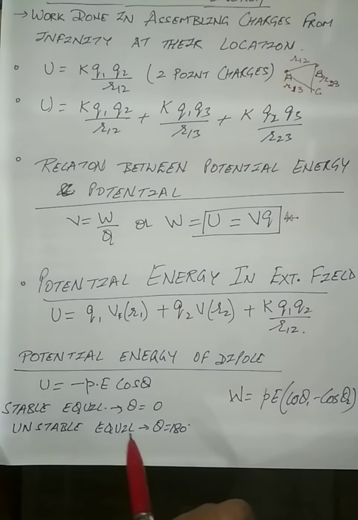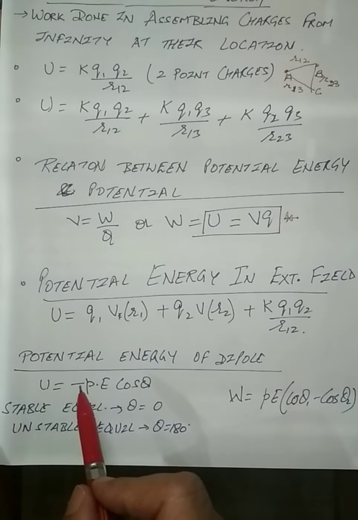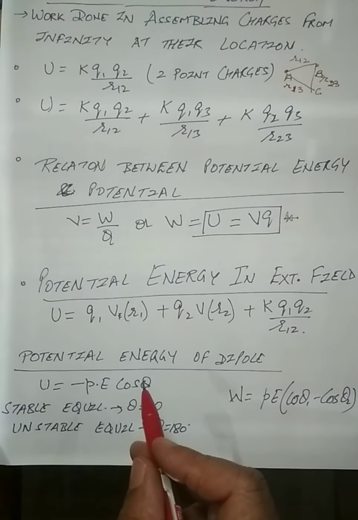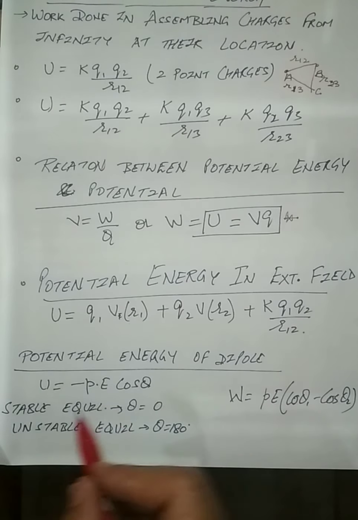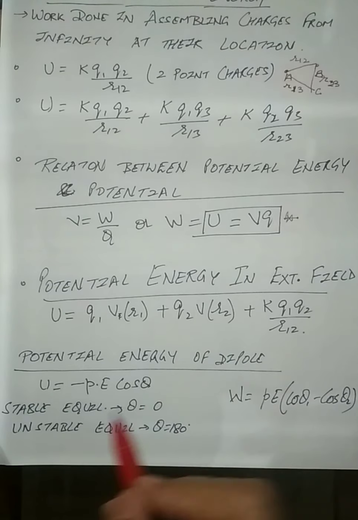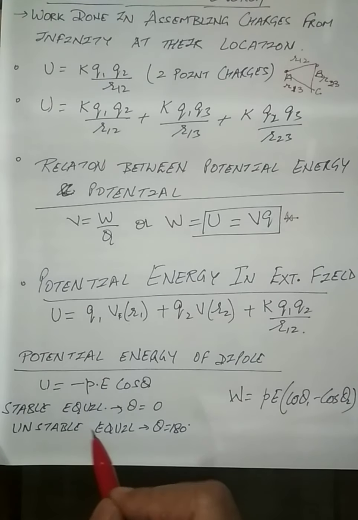And it is said to be in unstable equilibrium when my potential energy is maximum, and this will be maximum when my theta is 180. If theta is 180, my cos 180 is -1, so my energy will become plus PE. So this is very, very important, children. That is a stable equilibrium when the dipole moment and electric field are in the same direction, and unstable equilibrium when the dipole moment and electric field are in the opposite direction.